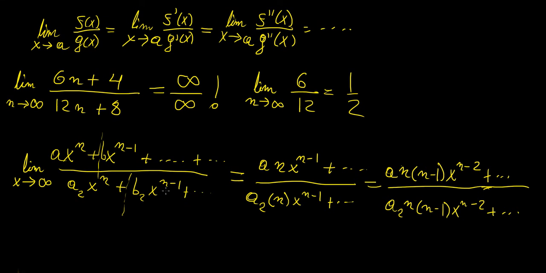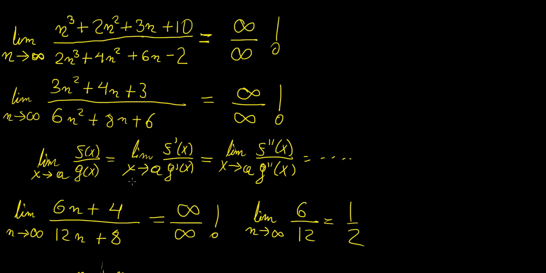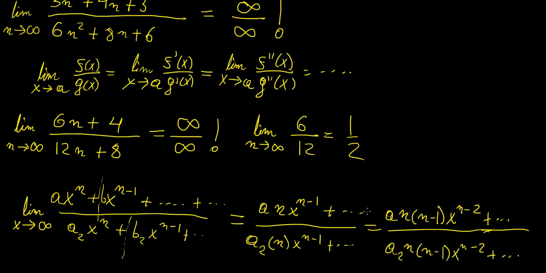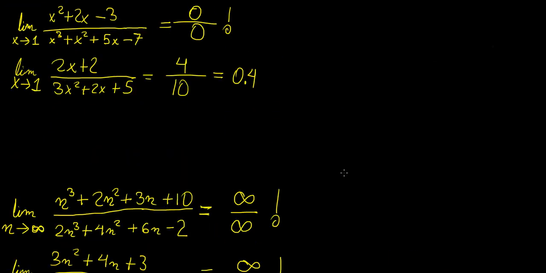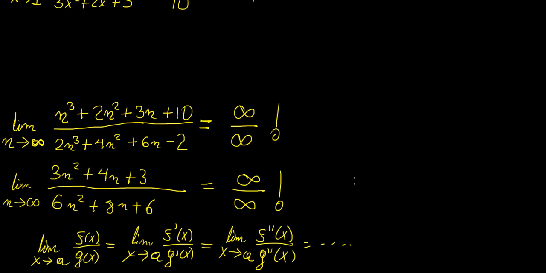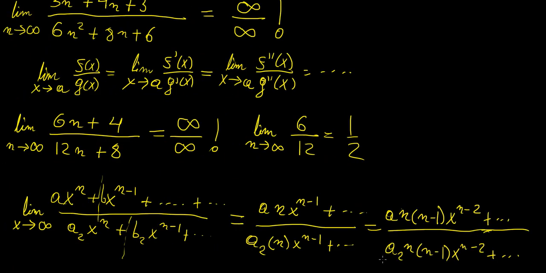So hopefully this has given you a very good idea of what L'Hopital's rule can do, some of the properties of L'Hopital's rule, and the fact that you can differentiate top and bottom as many times as you want and it will still work. It will allow you to find a finite limit. And yeah, that's pretty much it. And in the next video we're going to be looking at some more interesting examples.